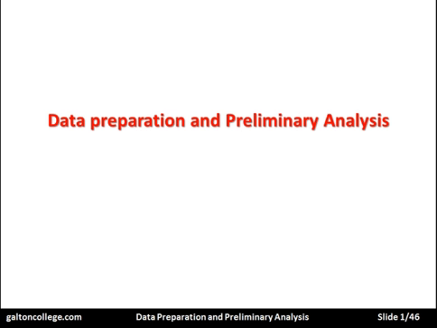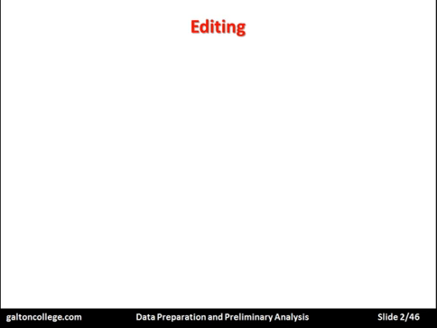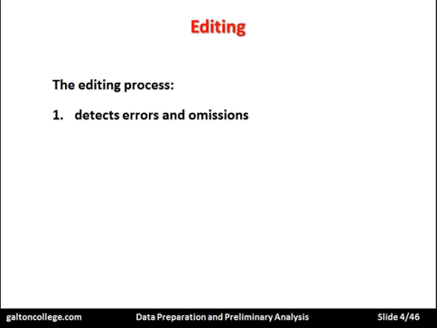Now let's look at some of the techniques involved here. First of all, we would start by editing the data. The editing process is used to detect errors and omissions, to look for errors in the data, perhaps gaps in the data, to see if the data collection was correct or if the data was entered correctly. So looking for errors and looking for problems in the data. And the editing process also corrects these if possible.